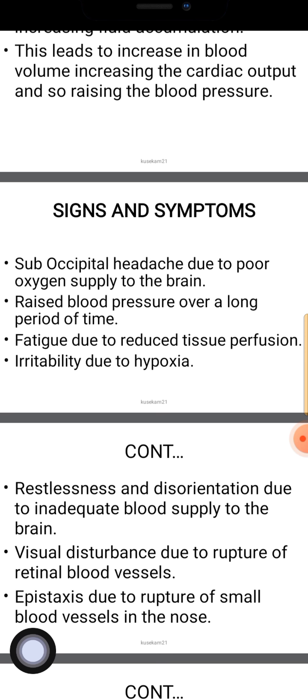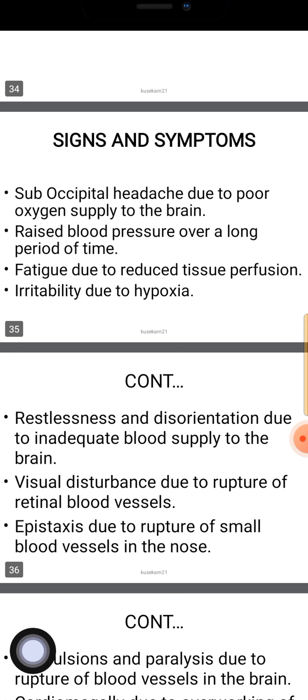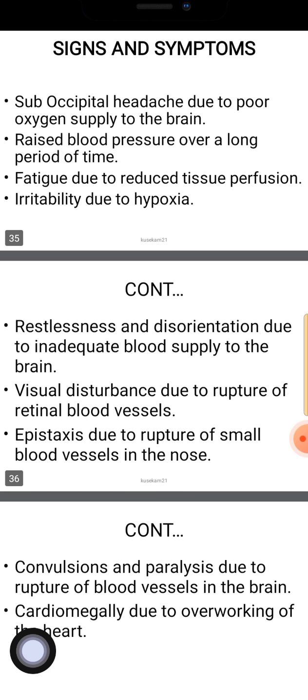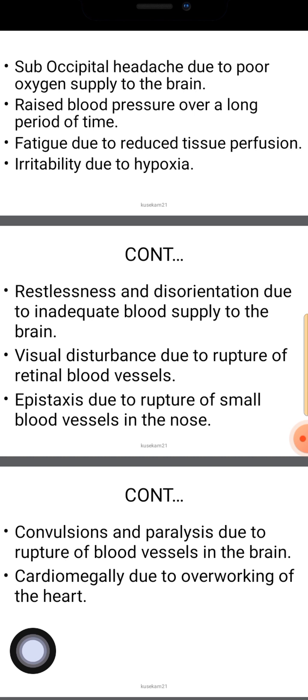Then there will be raised blood pressure over a long period of time. We talked about this. Maybe it's kidney disorder, where the blood is not supplying the kidney with good nutrients. So there will be that process that happens, and there will be raised blood pressure. Then someone will feel fatigue due to reduced tissue perfusion. The organs or tissues are not receiving enough oxygen to convert it into energy, and due to that someone will have fatigue.